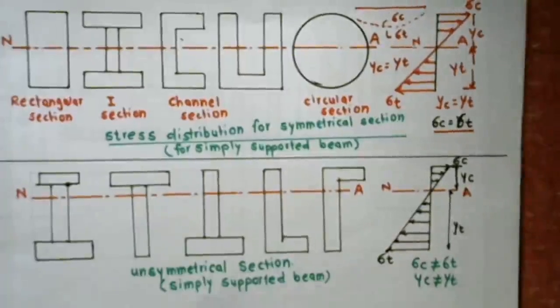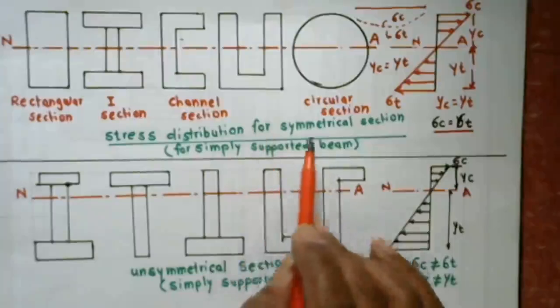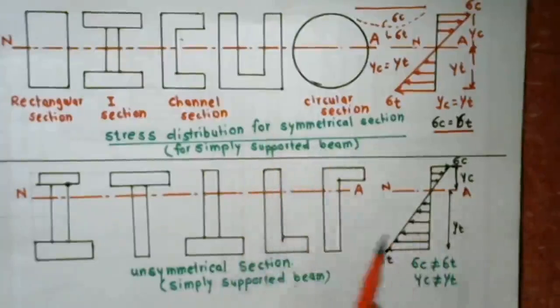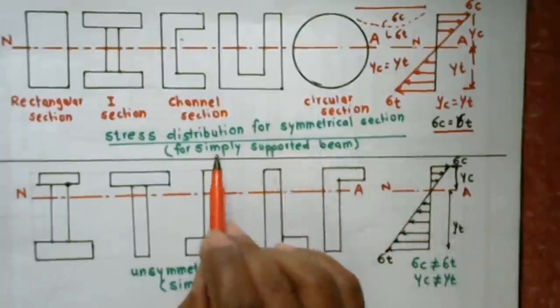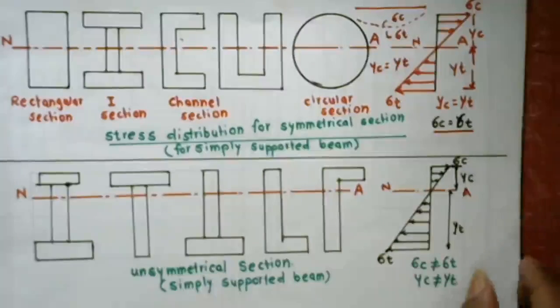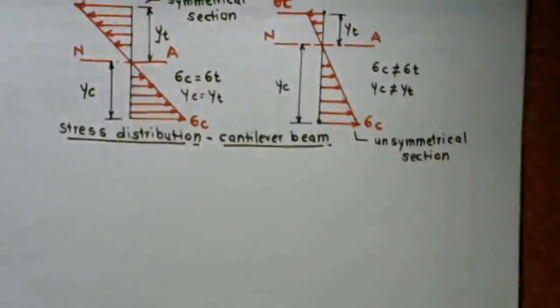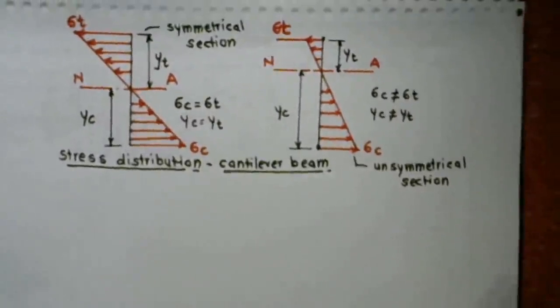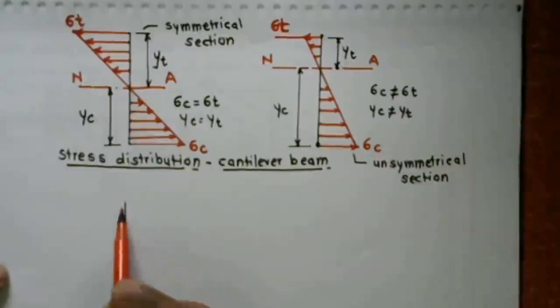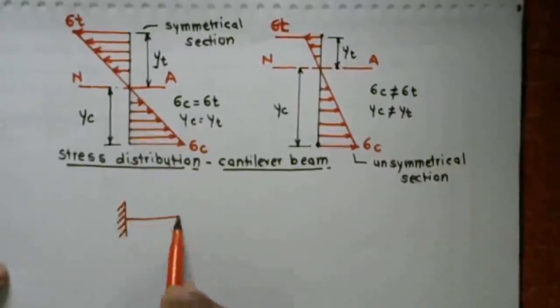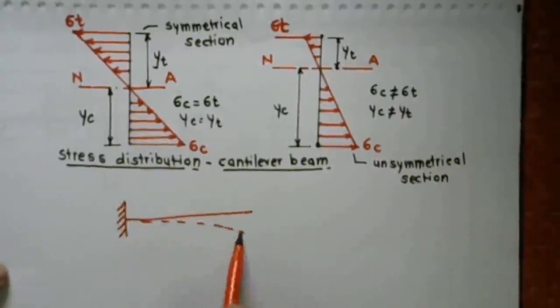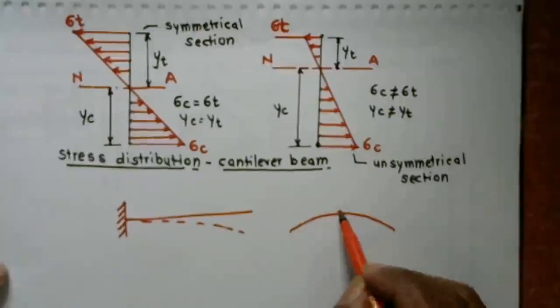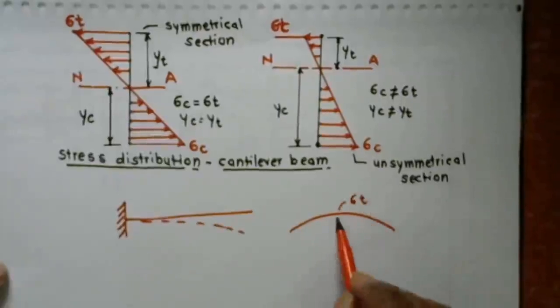Next, this is the unsymmetrical section for the simply supported beam. The first figure is the symmetrical section for the simply supported beam. Instead of a simply supported beam, if we consider a cantilever beam, the stress distribution diagram will change. For the cantilever beam, the beam deflects in this manner, so it is in hogging. So tensile stress is induced at the outer side, whereas compressive stress is induced at the inner side.